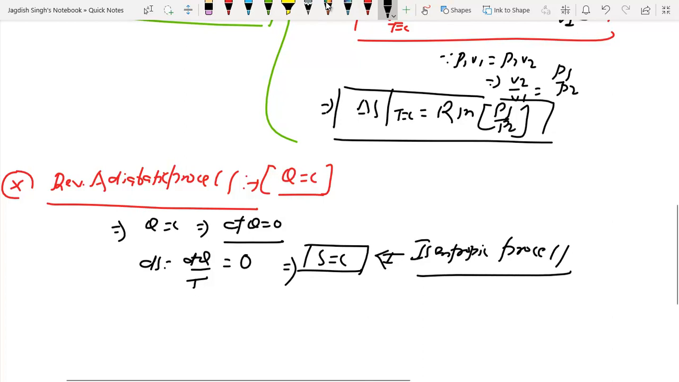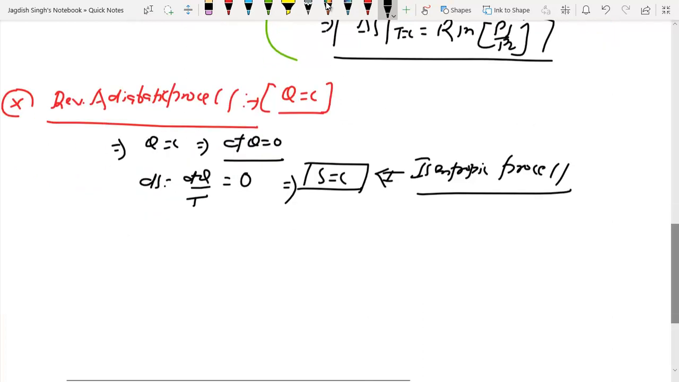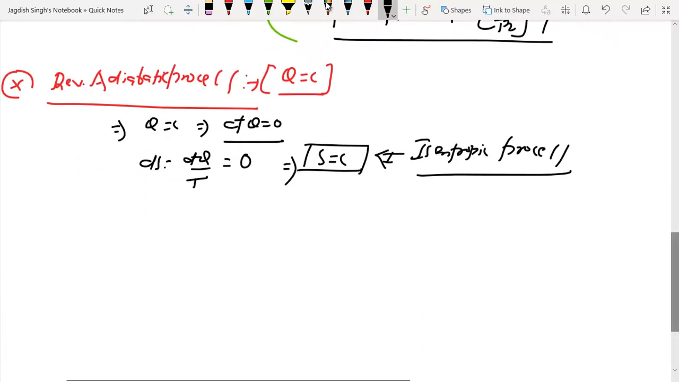Isentropic process. In this process there is no change in entropy. Why? Because in this process there is no heat exchange between system and surrounding. Whenever there is no heat exchange, that means entropy will remain constant. So on the PV plot we have already seen in work.